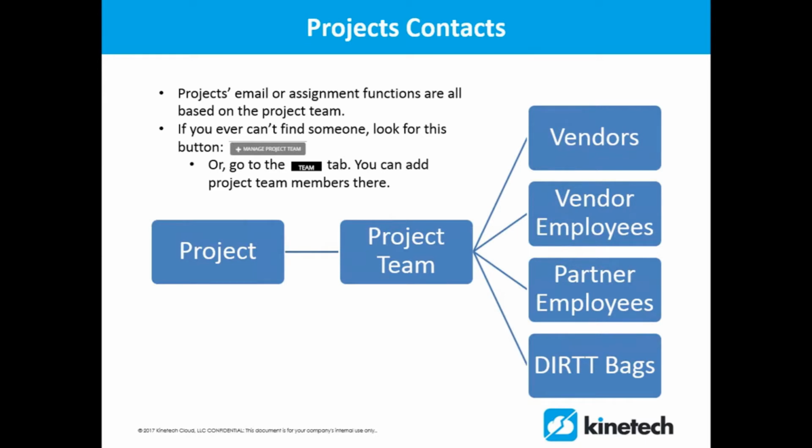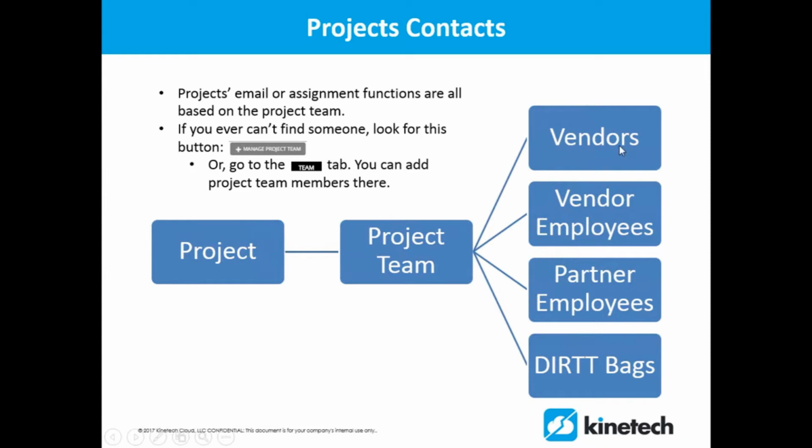So the other big important reason we mentioned the project team here is because if you're trying to assign out a task or add someone on copy to an email that you're sending out of Kinetic, or just assigning something else to them, they need to be on the project team. So throughout the application, you'll find these manage project team buttons to easily update your project team to make sure that you can assign the correct people to them.